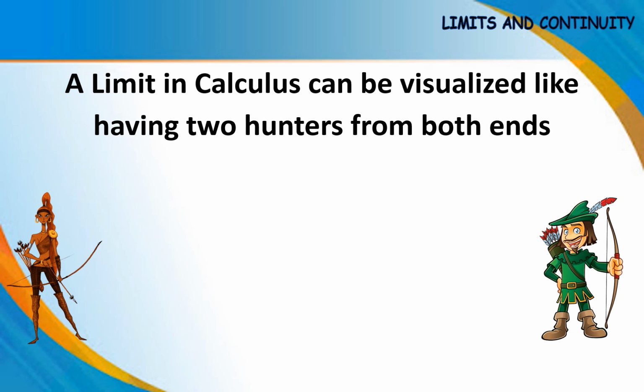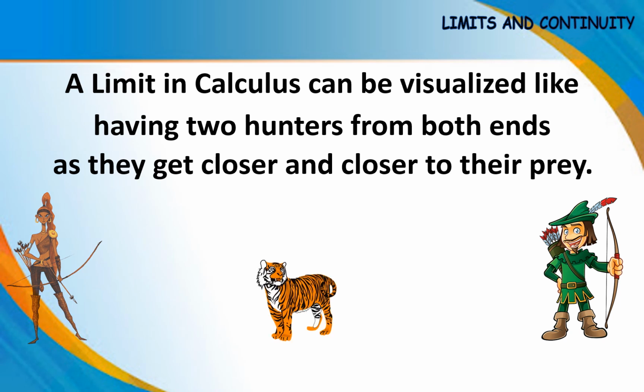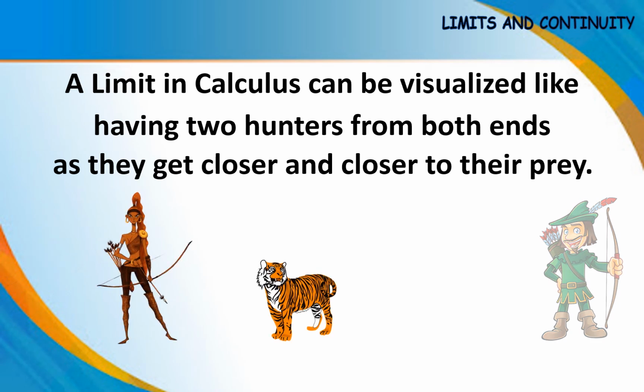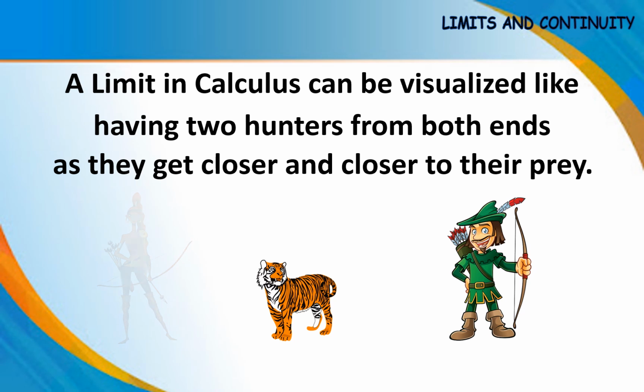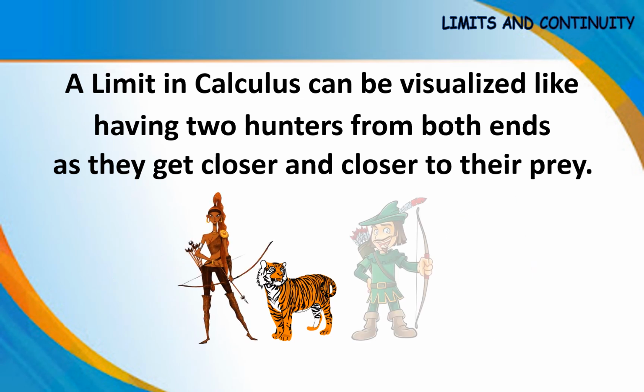A limit in calculus can be visualized like having two hunters from both ends. As they get closer and closer to their prey, you will be able to get close enough to confirm what animal your prey is. Remember this concept. You may get close enough to the prey, but you will never replace the location of that prey or become the prey itself. The best thing that can be done here is to correctly identify what kind of prey it is.